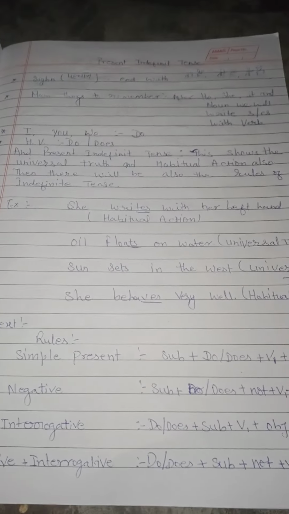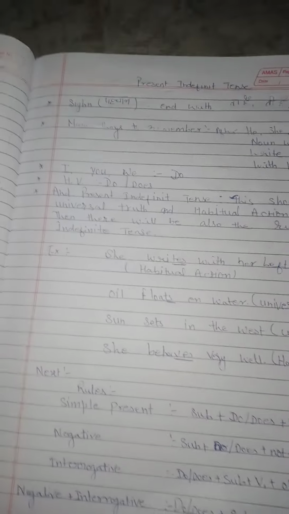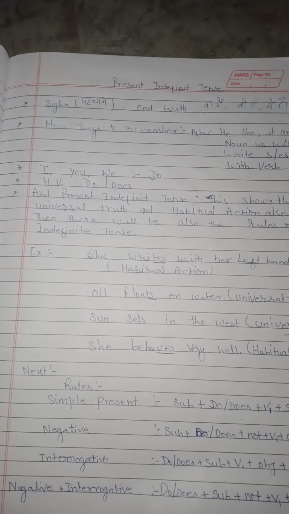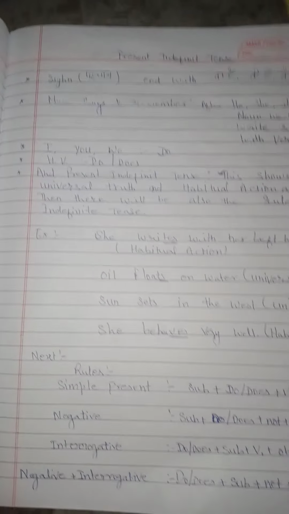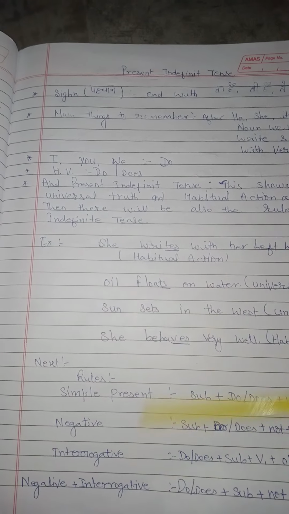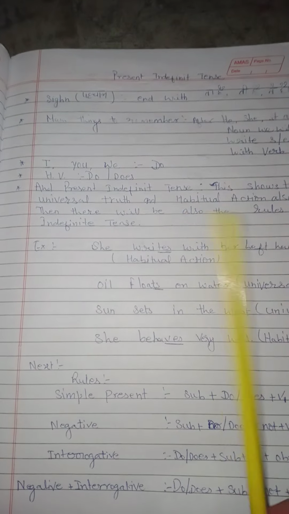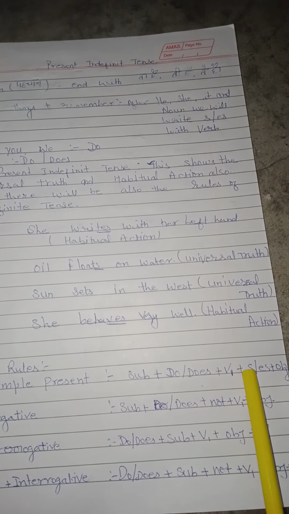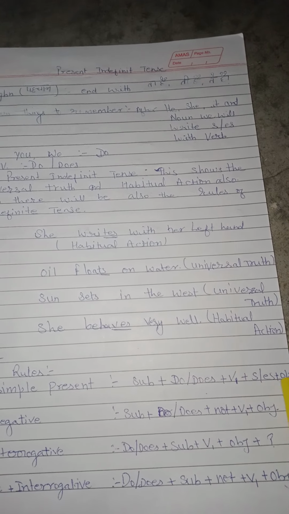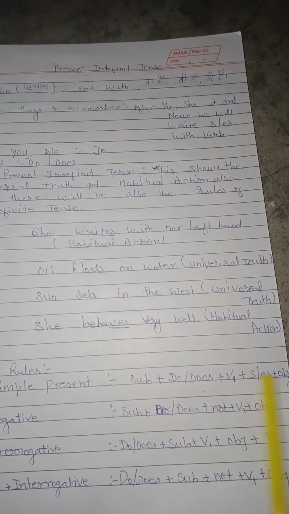So I have told you the explanation. You have to practice, and practice more, for all these rules. With these rules, you set in your mind: subject plus do or does plus verb first form plus s or es plus object. This one is for the simple sentence.